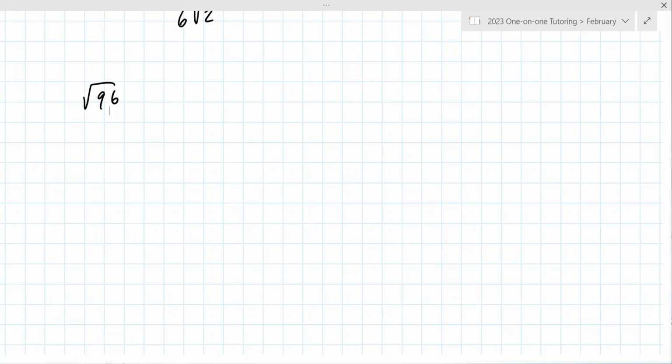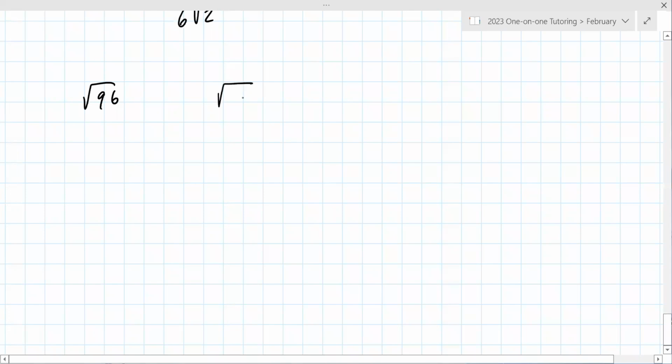I do 96 by 2, so 48, and then 48 would be 24, and then 24 would be 12, and then 12 would be 6, and then it would be 2 times 3. And so that would leave me with 2 2s on the outside, which would be 4, and then it'd be 6 on the inside.